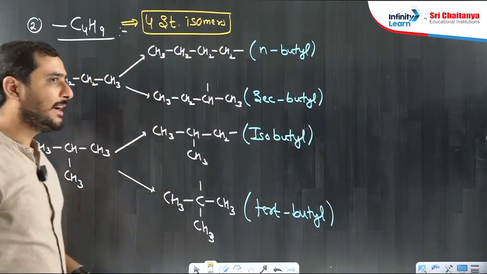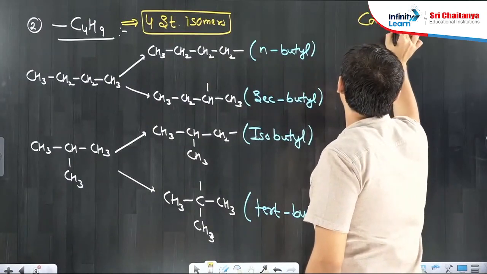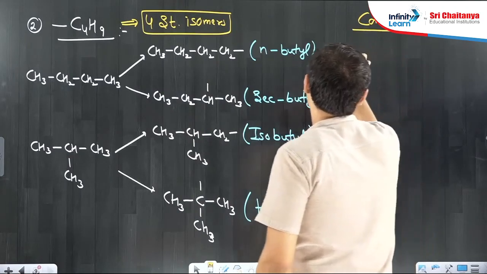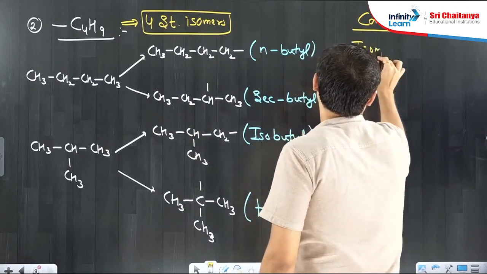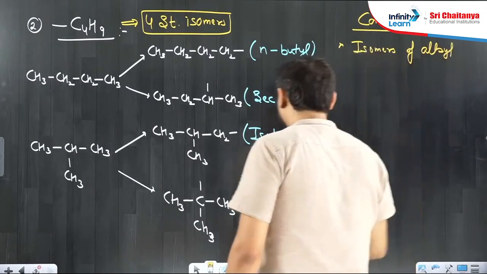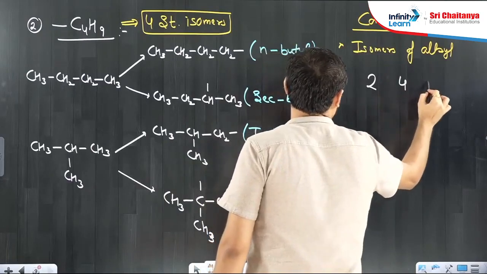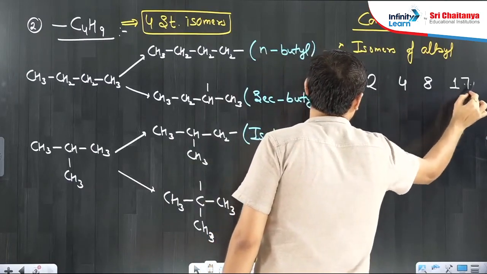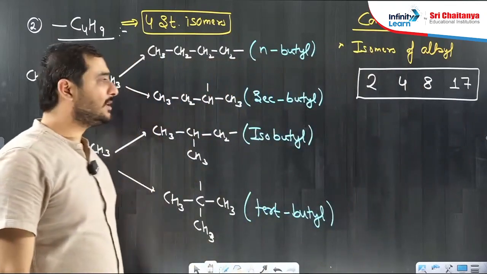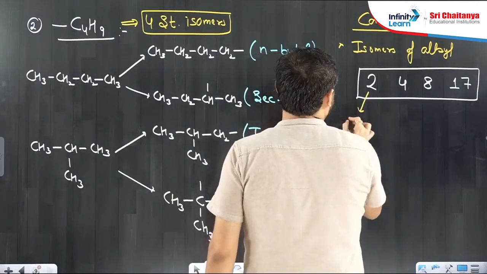So in this complete isomerism, what we have to remember? Conclusion for isomers of alkyl, that is structural only. So remember this sequence: 2, 4, 8, 17. What is sequence? 2, 4, 8, 17. Now 2 is for C3H7.